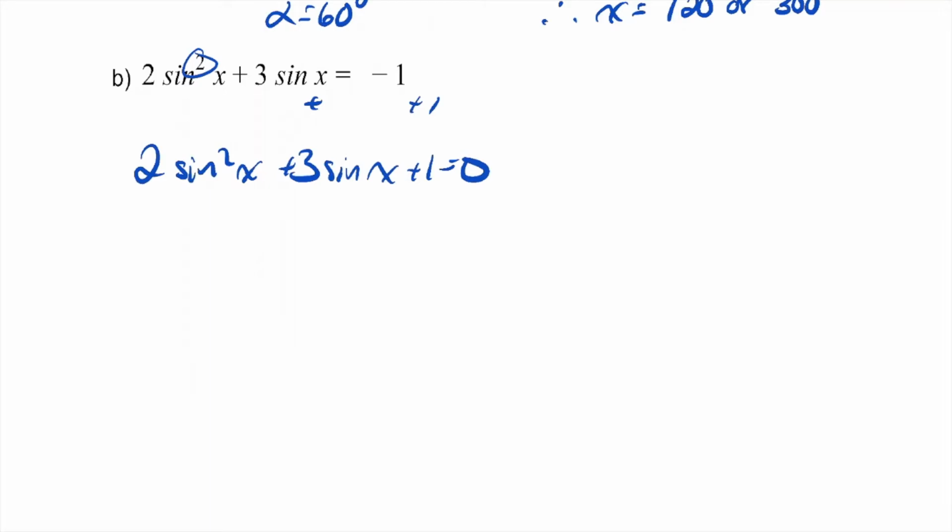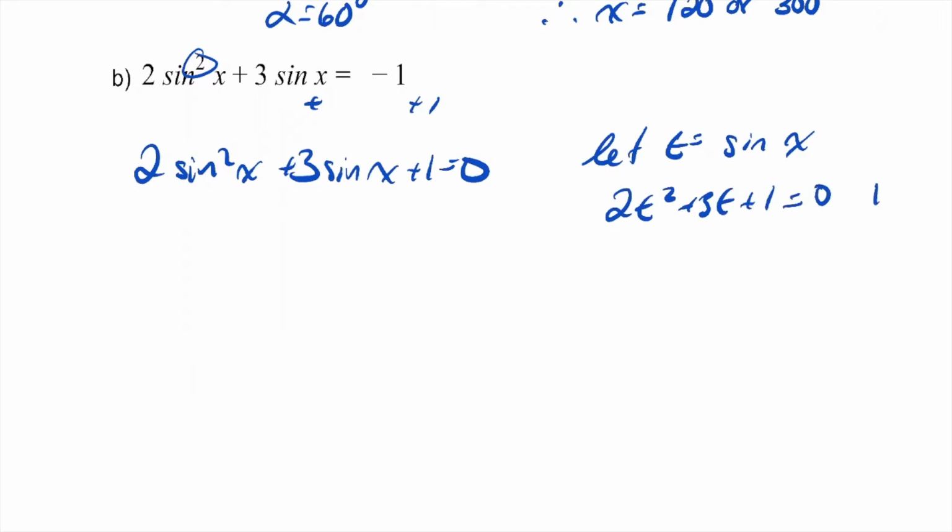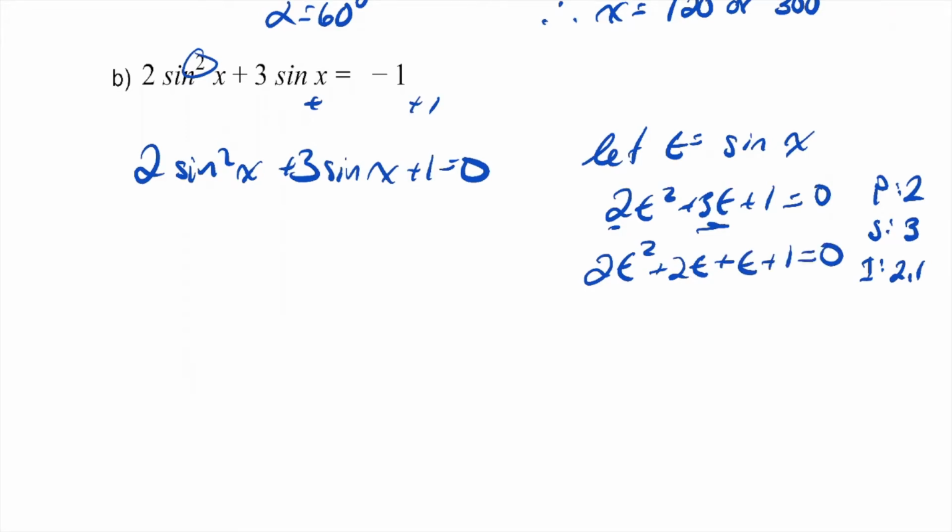And then off to the side, we're going to factor this. So I'm going to let t equal sine of x. So this becomes 2t squared plus 3t plus 1 is equal to 0. So we're going to factor by decomposition. Since my a value is not 1, my product is 2, the sum is 3, and the two integers that multiply to 2 and add to 3 are 2 and 1. So that implies that we're going to break up the 3t to be 2t plus t, plus 1 is equal to 0.